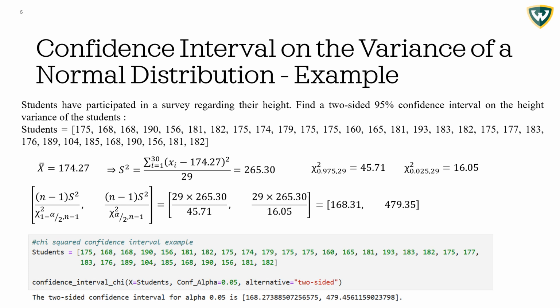To find the sample variance, we need to calculate the sample mean first, then find the squared difference of each observation and sample mean, sum them up and divide it by 29, which gives us 265.3. We retrieve the chi-squared values using Python or chi-squared tables. Once we have all the necessary information, we can plug them into the formula and report the confidence interval. Alternatively, we can load the confidence interval chi function, pass the arguments, and report the corresponding confidence interval.